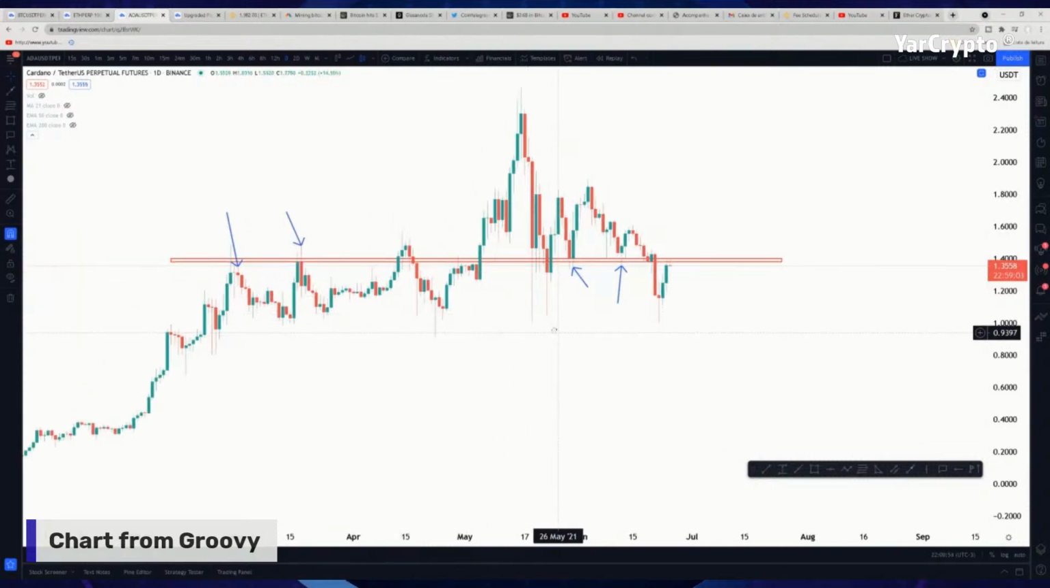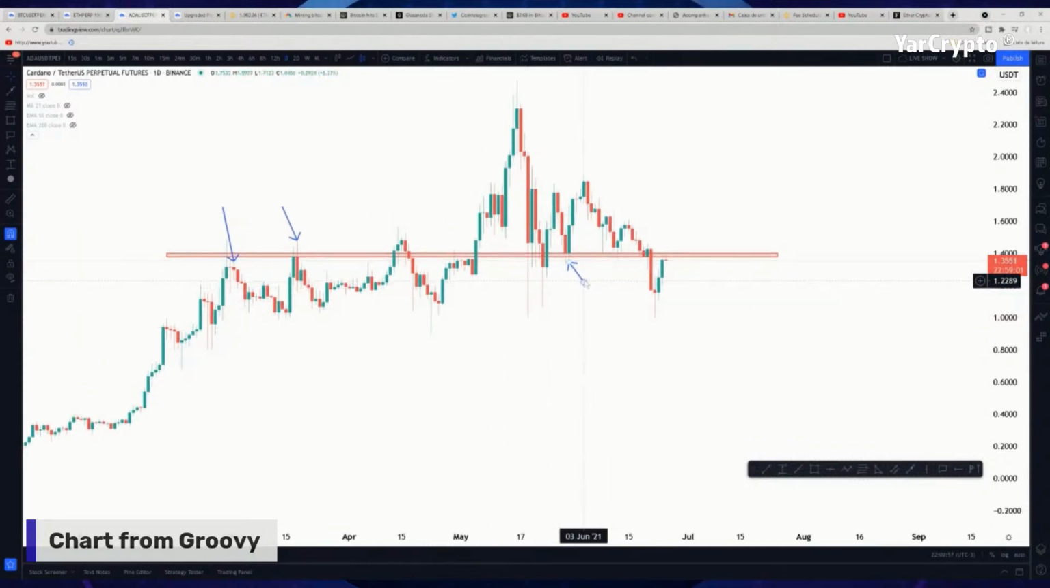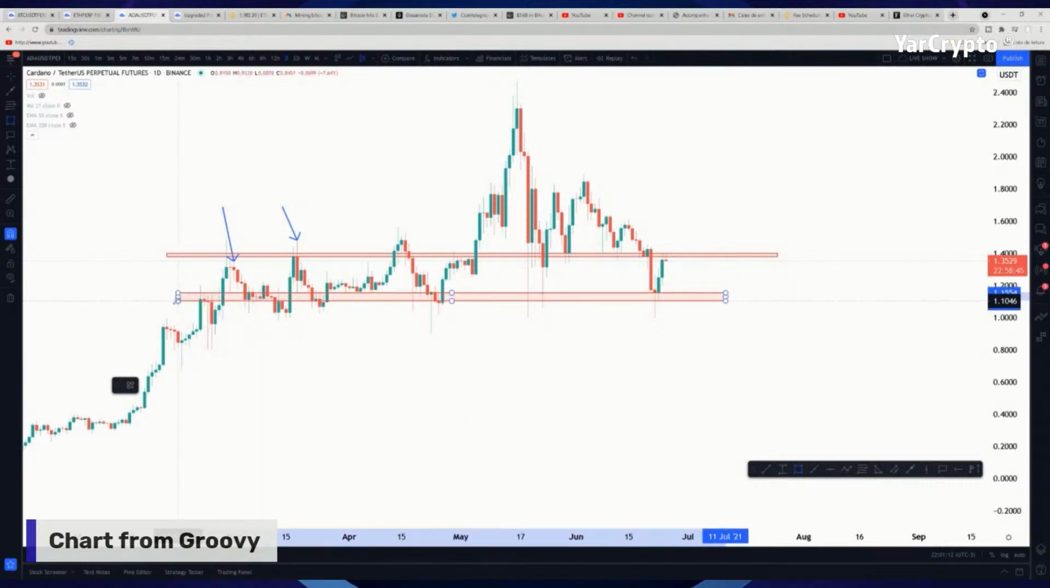Support levels to watch for ADA. Obviously, we have this recent move to the downside that we had. So I can draw a box here as well, and we can go from this point all the way to here.